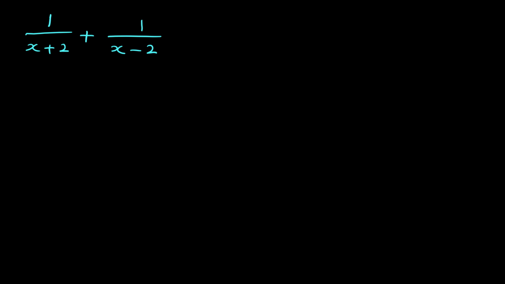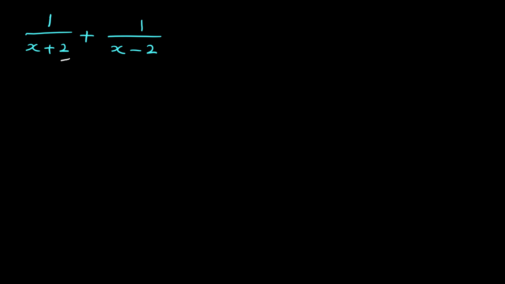Here in this example, we want to add two rational expressions, 1 over x plus 2 plus 1 over x minus 2. For adding rational expressions, we have to make the denominators the same. We have to find the least common denominator. So don't make the mistake of adding numerator to numerator and denominator to denominator. To add two rational expressions, the denominators should be the same. Then we add the numerators.